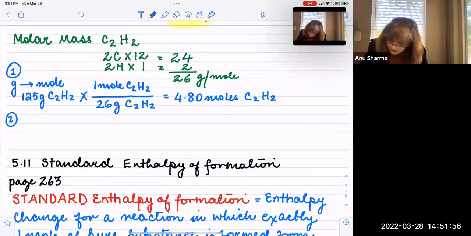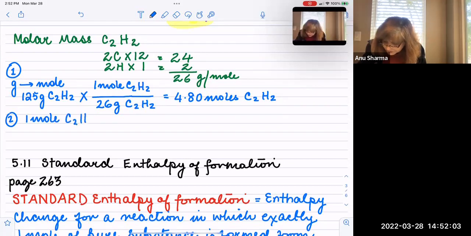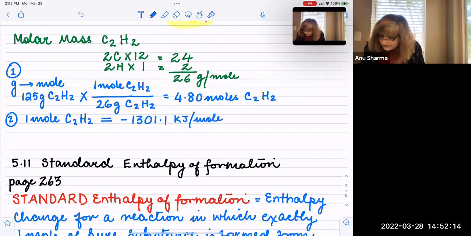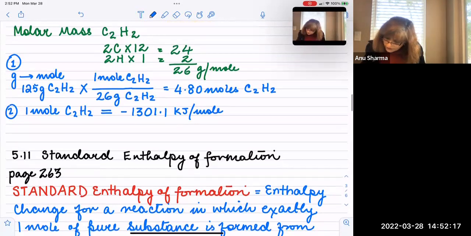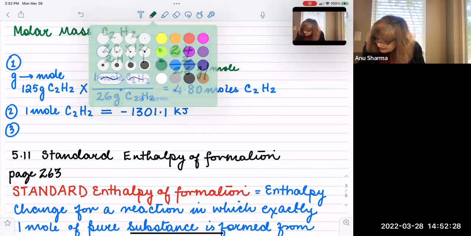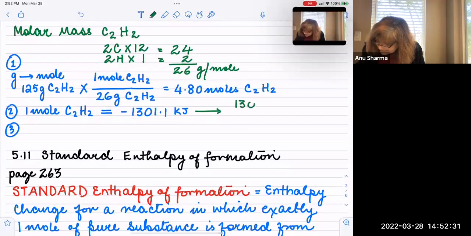The second step is that we know from the reaction that 1 mole of C2H2 is equal to negative 1301.1 kilojoules per mole. That's for 1 mole, obviously. So your conversion factor from here is negative 1301.1 kilojoules over 1 mole of C2H2, and the negative is the sign of release. So that heat is very specific to the substance.